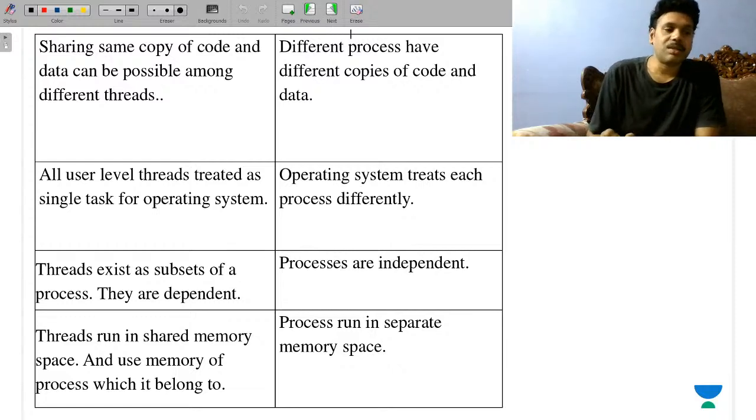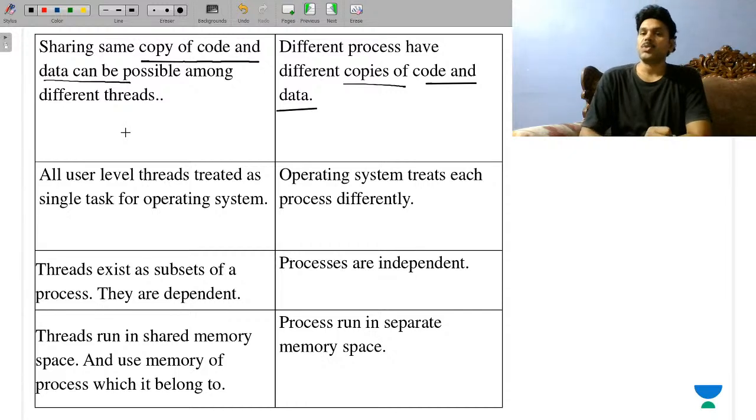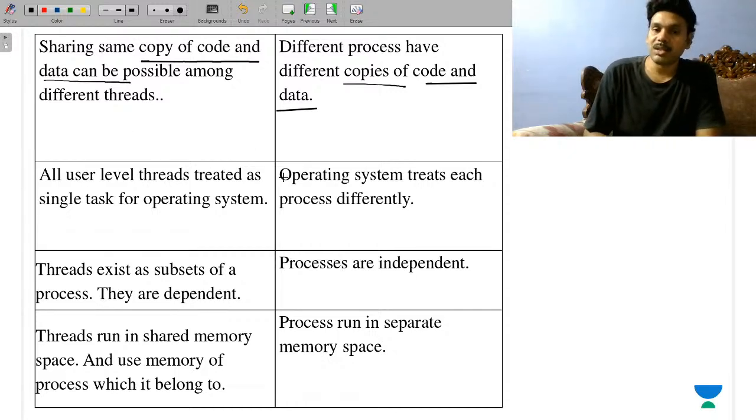So the next important point is that sharing the same copy of code and data is possible in threads, but a process has got different code and data. Please, all these are important points which you cannot remember, and cannot get from other materials. Please understand, I did so much R&D to gather these points.